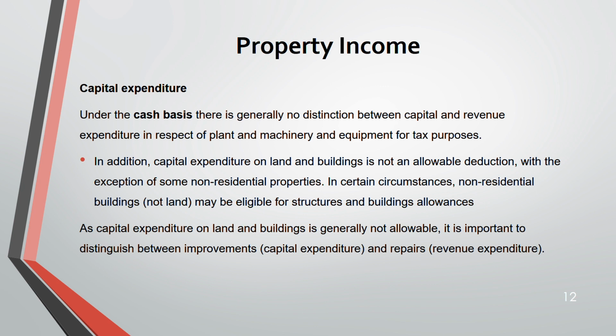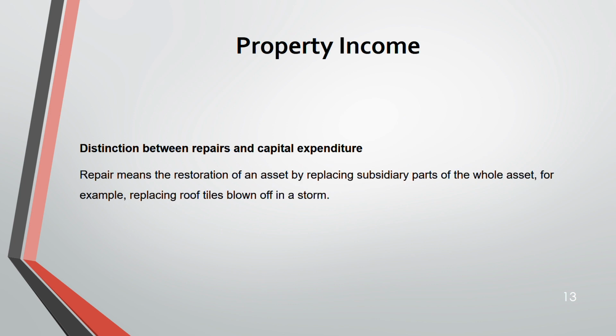That's why you need to distinguish between capital expenditure and revenue expenditure. Capital means improvement, revenue means repair. Repair is allowable, improvement is not allowable. So revenue allowable, improvement not allowable. Let's go through an example to understand this distinction better. This is just an example.